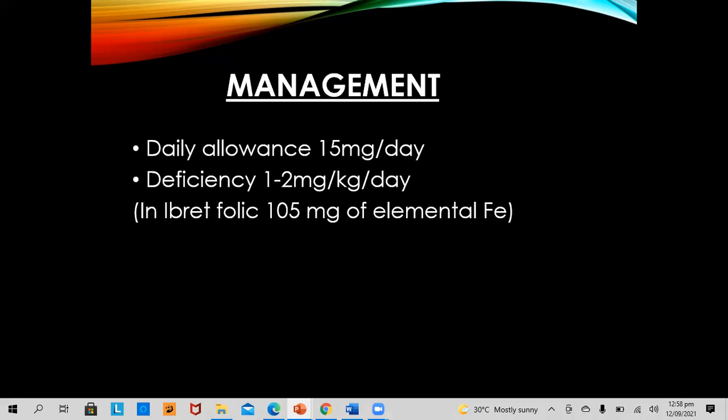The daily allowance of iron is 15 milligram a day, and in case of deficiency, we give 1 to 2 milligram per kilogram per day. The most popular ferrous folic tablet contains 105 milligram of elemental iron, so it is sufficient to replenish the deficiency of iron.